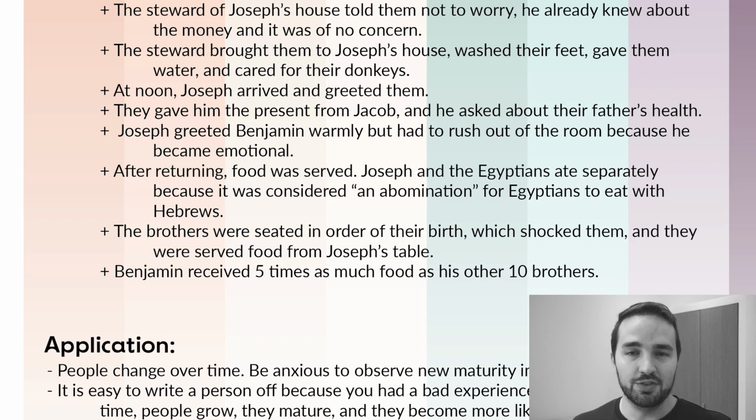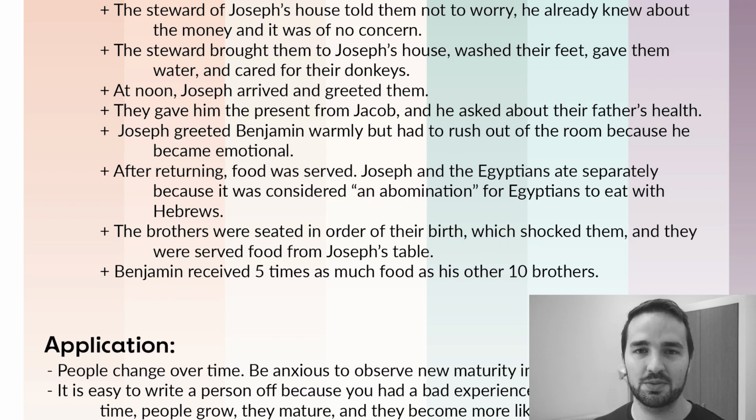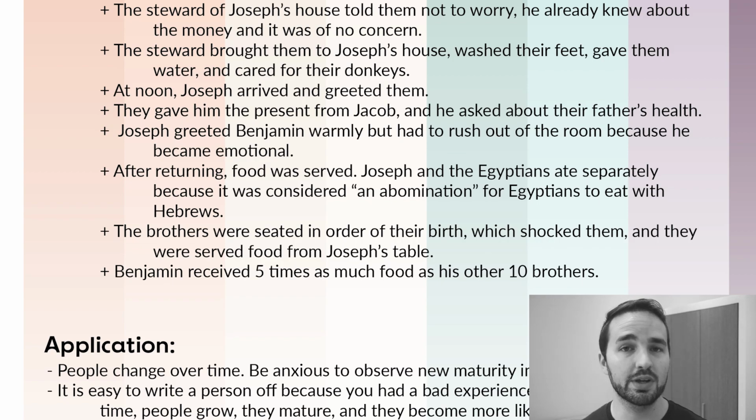So they were then served food from Joseph's table, but Benjamin received 5 times as much as the other brothers. We conclude chapter 43 with Joseph's brothers in his house, but they still don't know who he is.